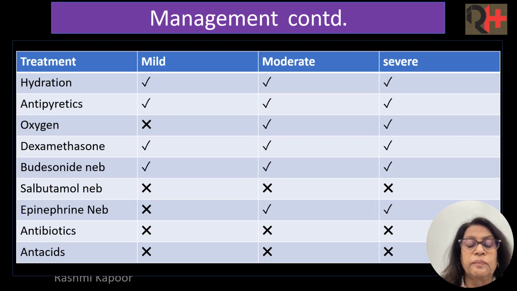So, to summarize the management of croup, mild, moderate, and severe, hydration is a must for all three types of croup. Antipyretics you may need in all three types. Oxygen will be needed only in moderate to severe because you will be admitting them. Dexamethasone you can give in all three. Budesonide nebulized can be given in all three. There is no role of nebulized salbutamol, but nebulized epinephrine is given for moderate and severe croup. There is no role of antibiotics and no role of antacids.